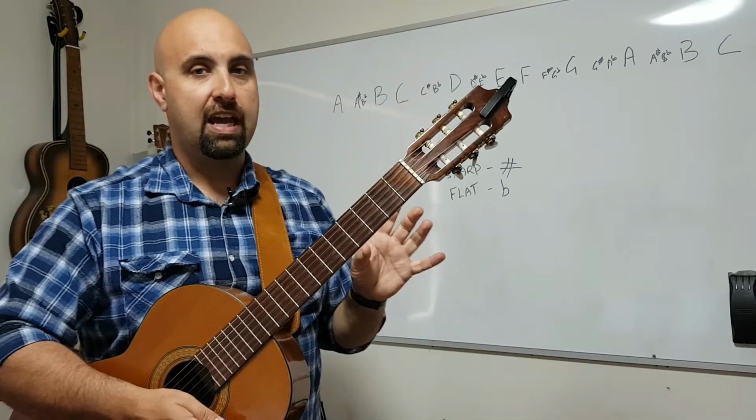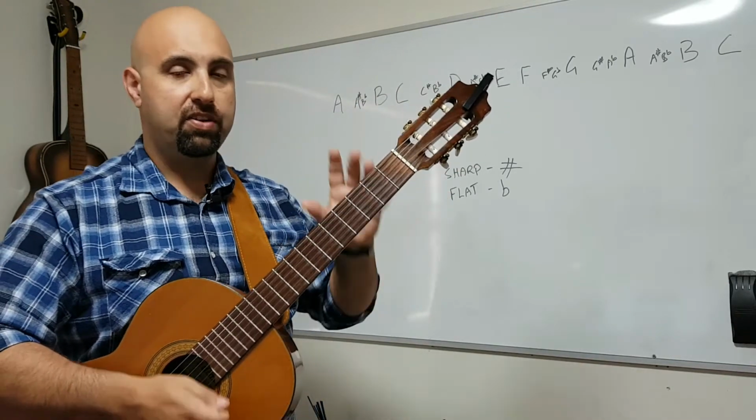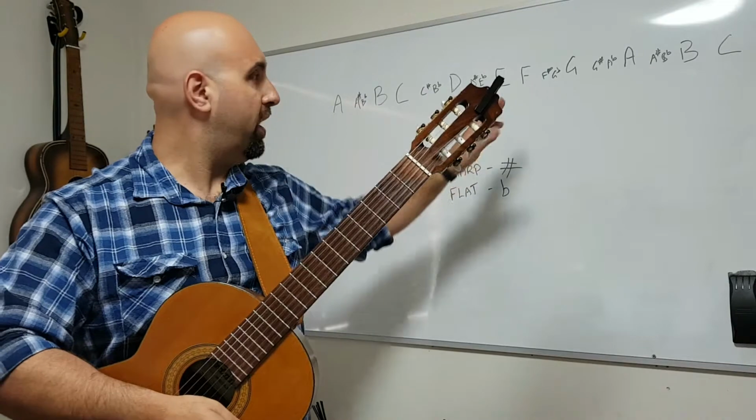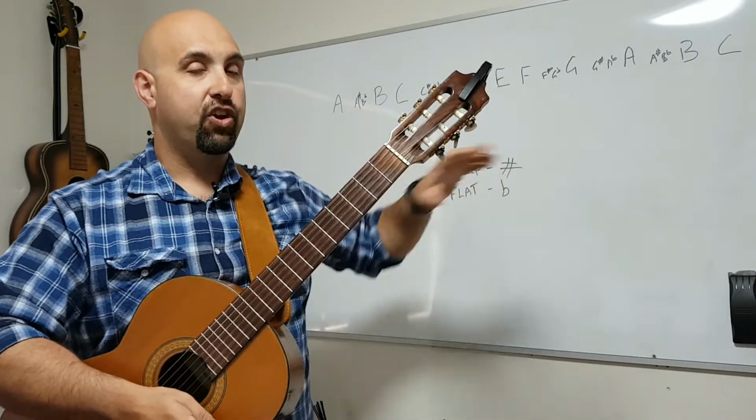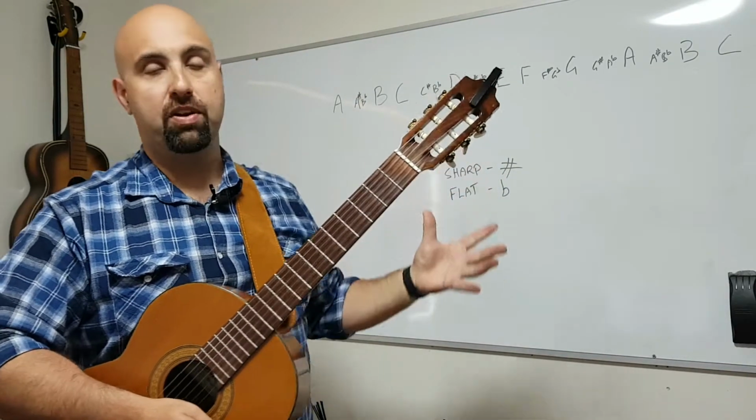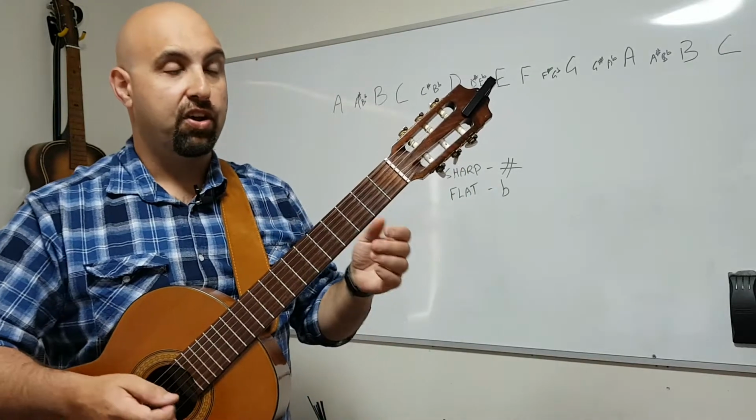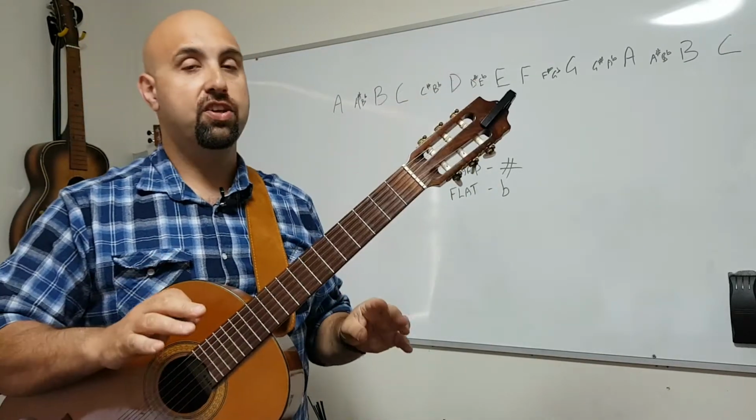E and F, no gap. B and C, no gap. There's no sharp or flat in between them. It's just one half step straight from E to F. If you can remember those things, you won't need to have this written down and looking at it when you're doing this. So E and F, B and C, they're the two things you've got to lock into your mind.